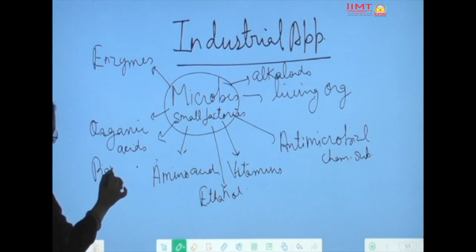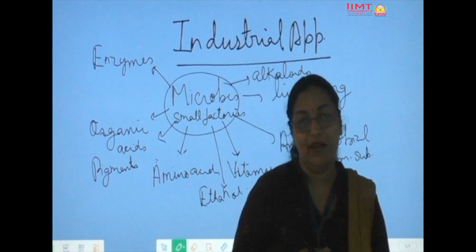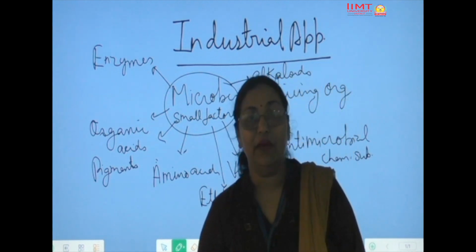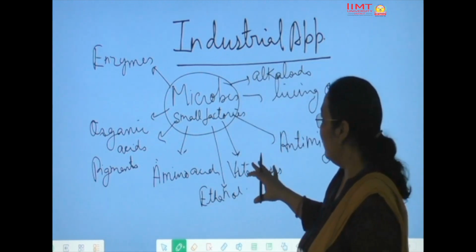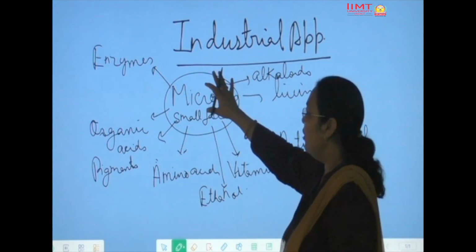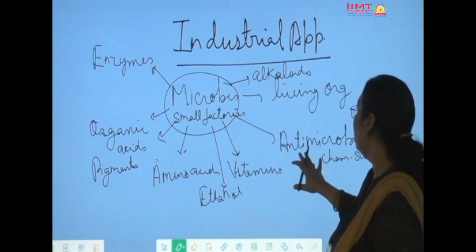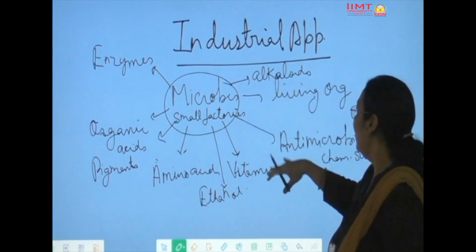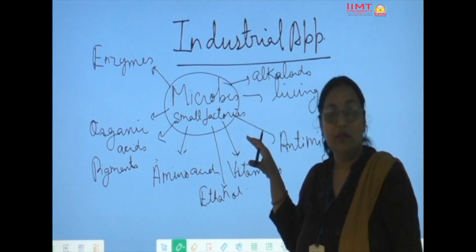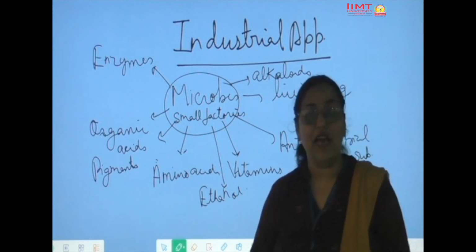So you can see that microorganisms, which are very small and cannot be seen by the naked eye, we use a microscope to study them, but still they are a factory, a producer of a lot of metabolites including enzymes, organic acids, pigments, amino acids, ethanol, vitamins, antimicrobial substances, alkaloids, and all these metabolites have their industrial applications.